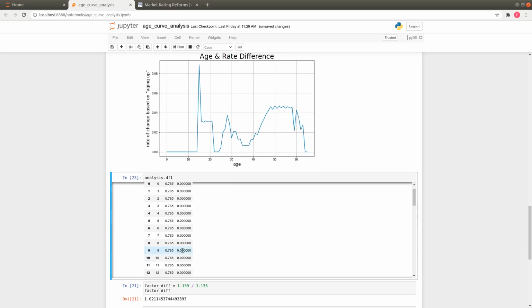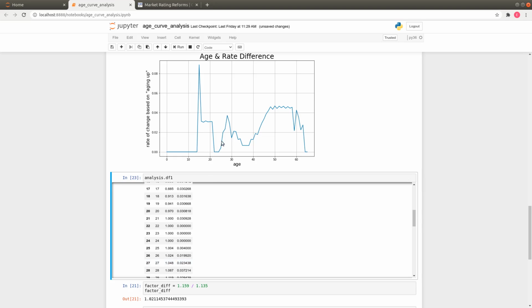I think that's what this is going to show. So at 21 you get 3.09%, and then from age 21 to 22 there's no increase, and that happens until you're 25, and then you get a 0.5% increase, and you can kind of see how the curve goes.